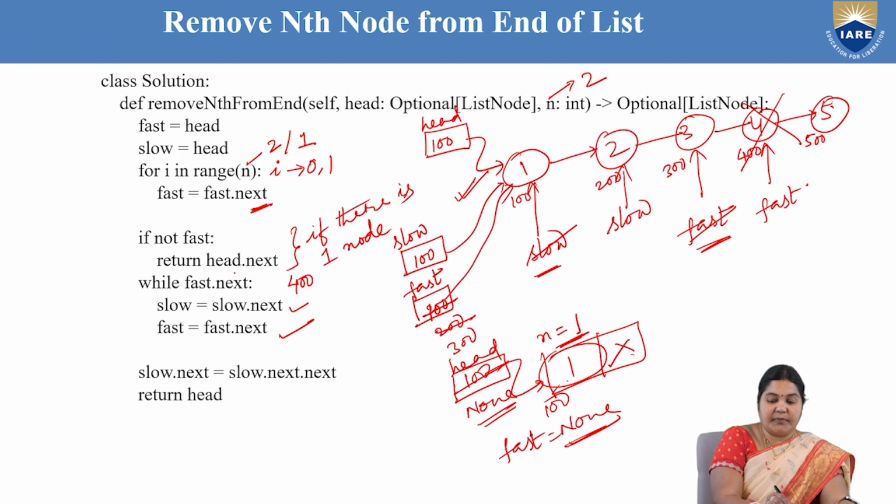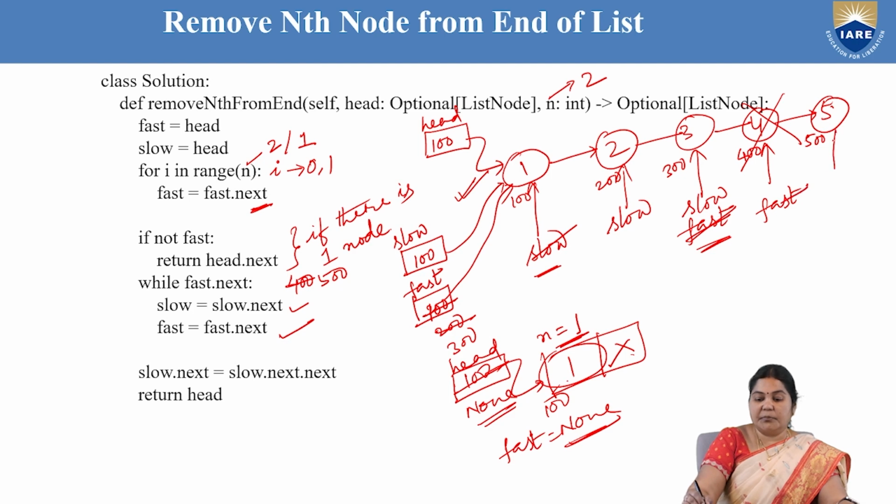Right. Next time, fast is now 400. 400's next is how much? 500. Is it a valid address? Yes. Slow is equal to slow of next. So now slow is pointing here, and fast is pointing here. Now we have reached the end of the linked list. Now fast of next, 500's next, is none. So this loop is going to stop. So when this loop stops, slow is exactly pointing to the node before the one you want to delete and fast is at the end of the linked list.